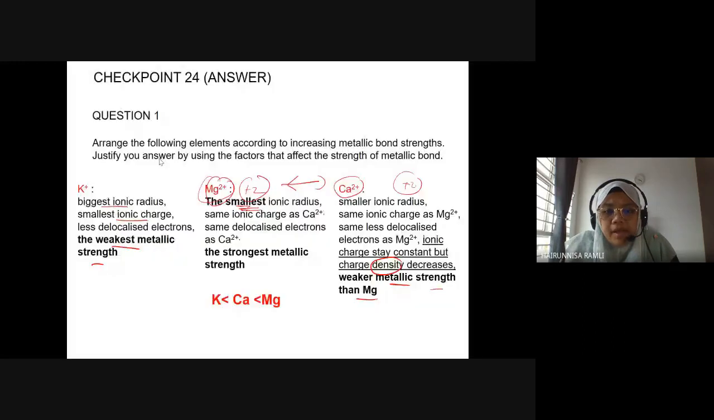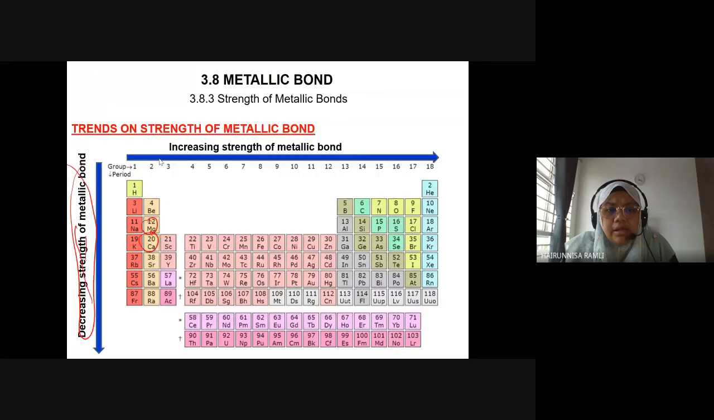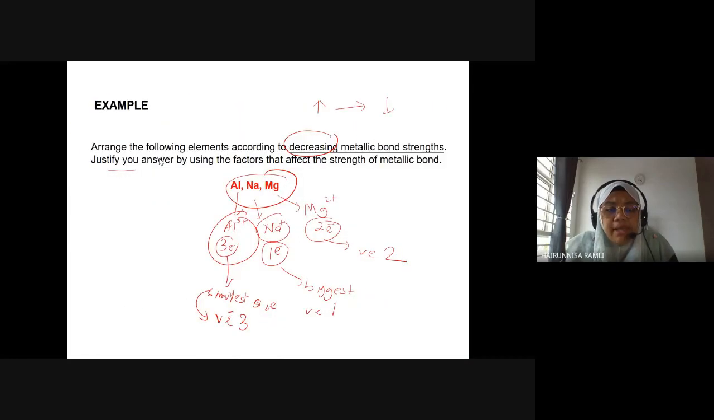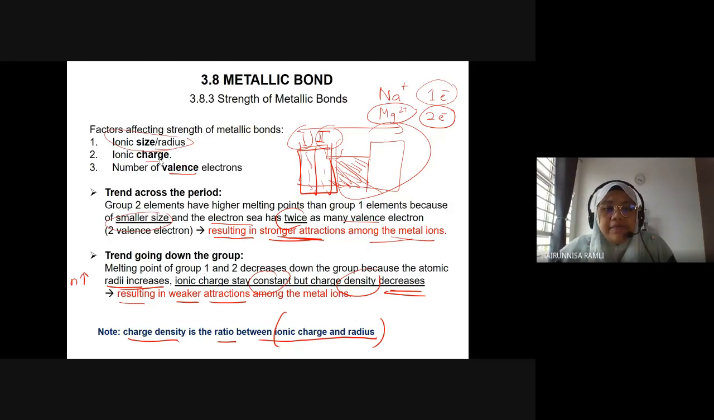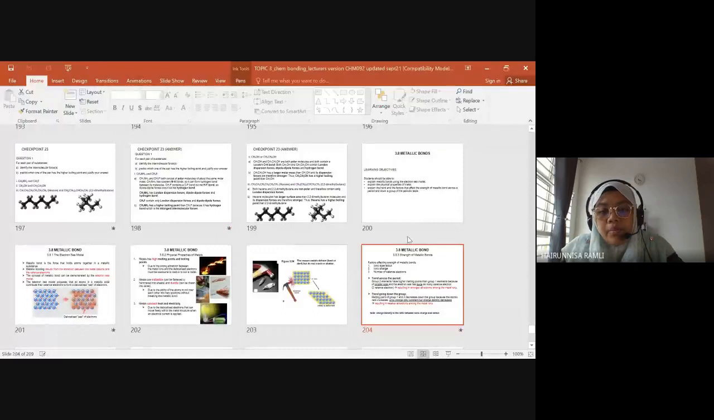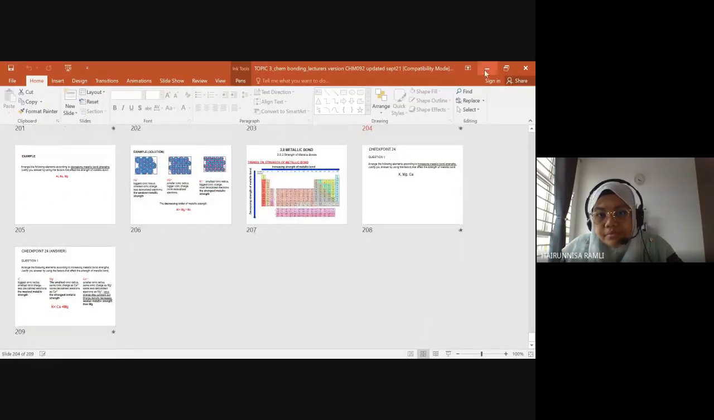Okay. So far okay? Can you understand? Oh, it's finished. For metallic bond, basically we will ask in terms of strength. The most standard is arranging the following atoms according to their strength, and to arrange you have to know the factors affecting the strength. Okay, any questions before we go to topic 4? Understand? Okay.